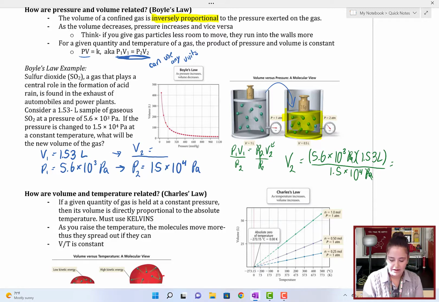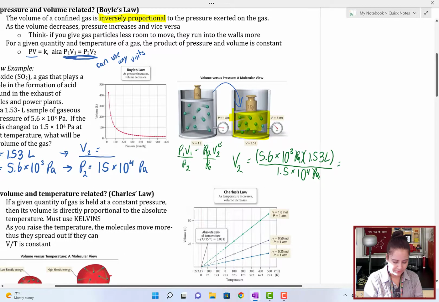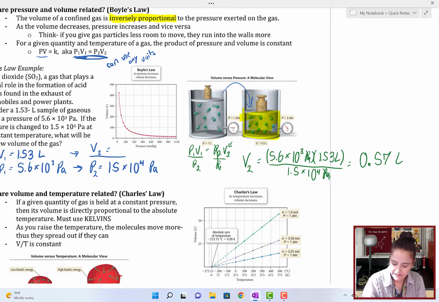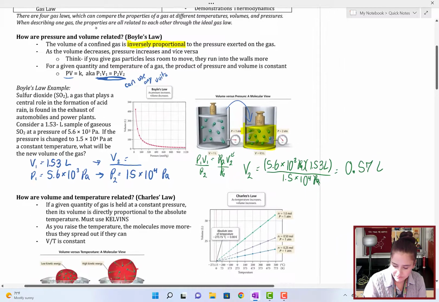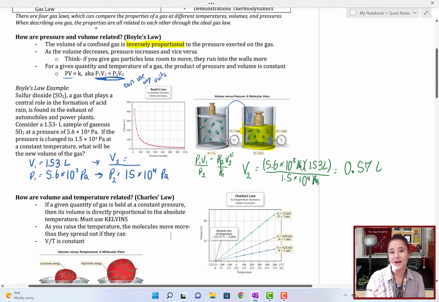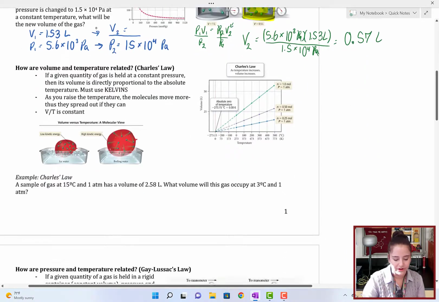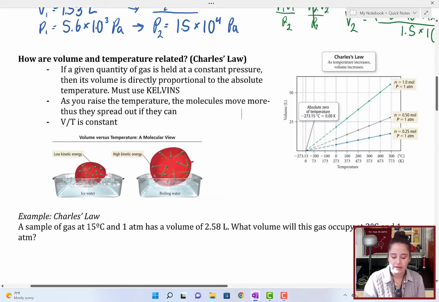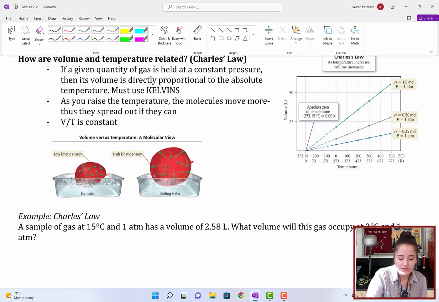So there we can see how those pressure units cancel out, and we get that volume to be 5.6 times 10 to the 3rd times 1.53 divided by 1.5 times 10 to the 4th, which gives us 0.57 liters. So yeah, it decreased by about a third. Okay, cool. Now, what about Charles's law?